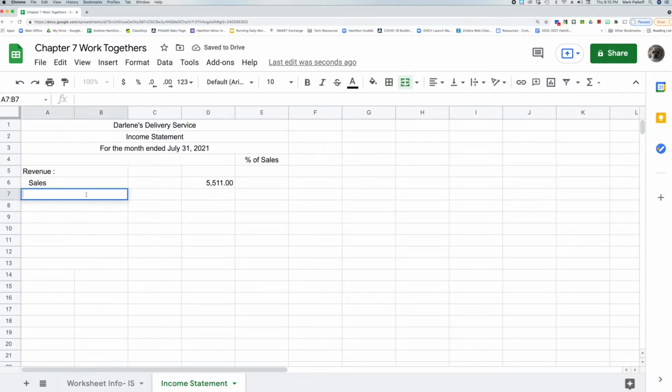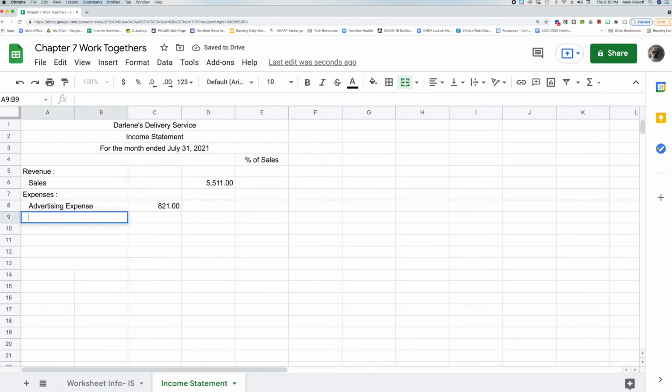The next thing that we're going to do is move on to the next account classification for our income statement, which is going to be expenses. And we're going to, again, begin with a heading, and this heading is going to say expenses, followed by a colon, and then we're going to list out the different expenses. So the first expense is going to be advertising expense. The amount is $821.